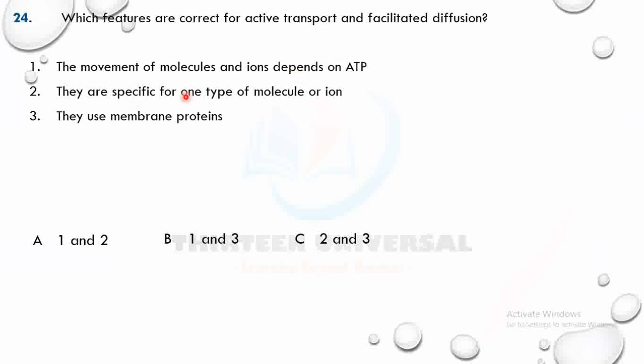2 says they are specific for one type of molecule or ion. Yes, especially when we're dealing with carrier proteins, there's specificity there, and they're involved in transport of specific molecules. 3 says they use membrane proteins. Yes, they use carrier and channel proteins. So 2 and 3 are correct, of course.